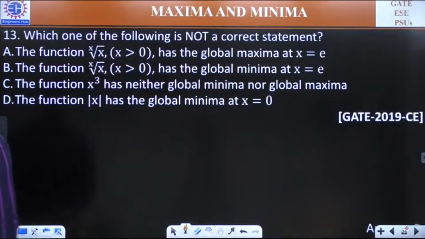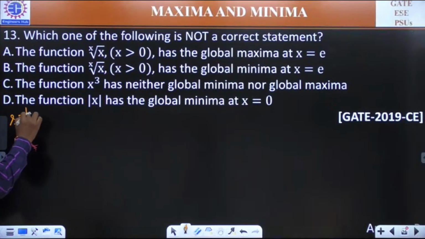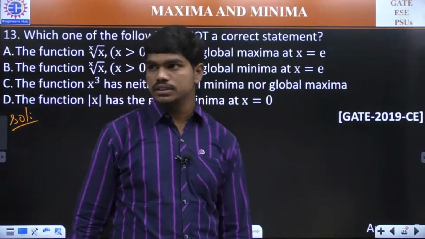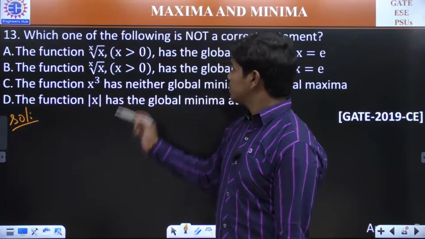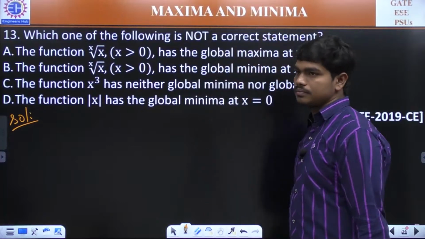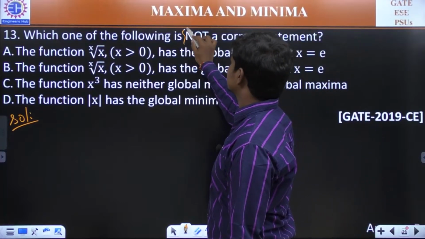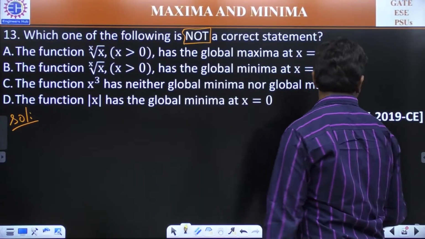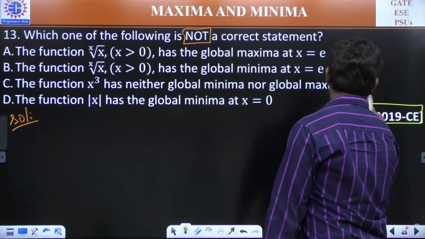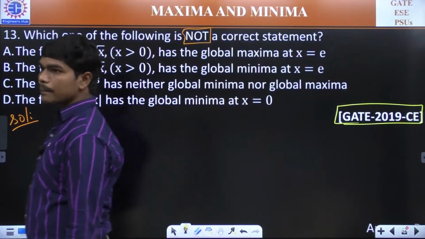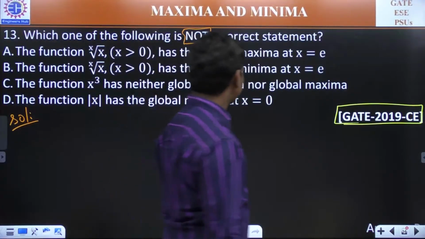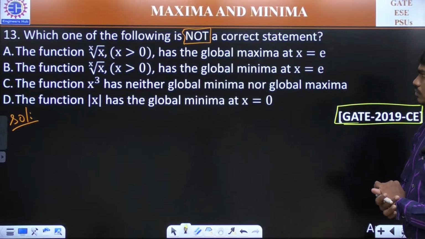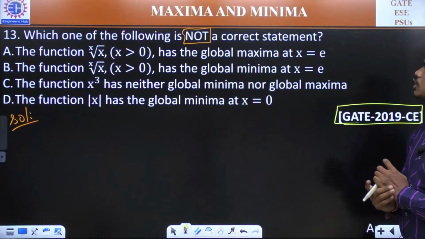This is one good question. Please try to solve this. It's a really good question. Which one of the following is not a correct statement? Please identify the not here. It was asked in 2019 for civil. So please try to answer this question. Which one of the following is not a correct statement?